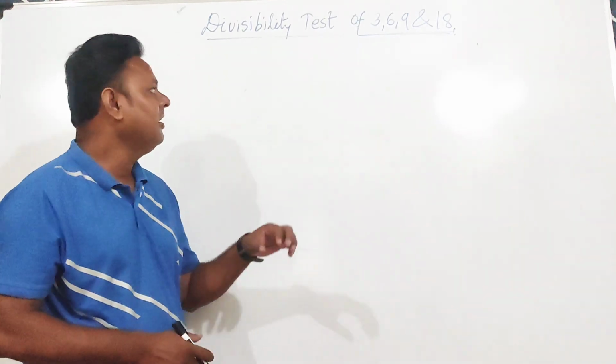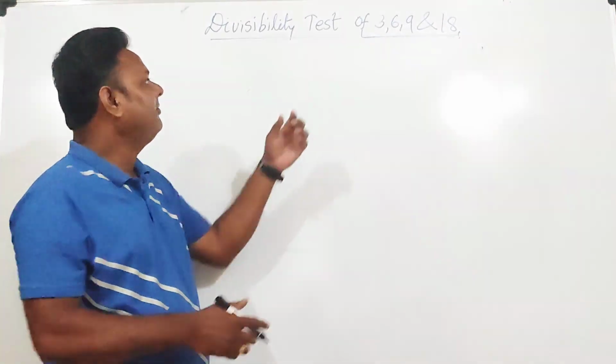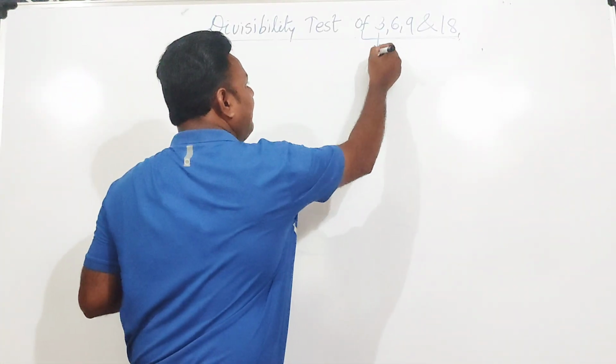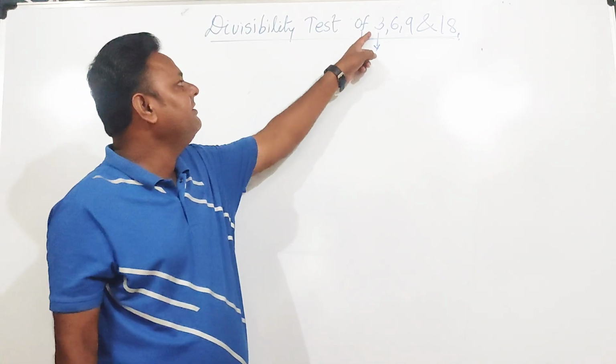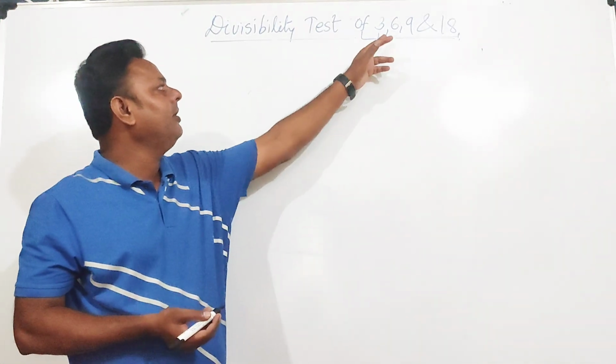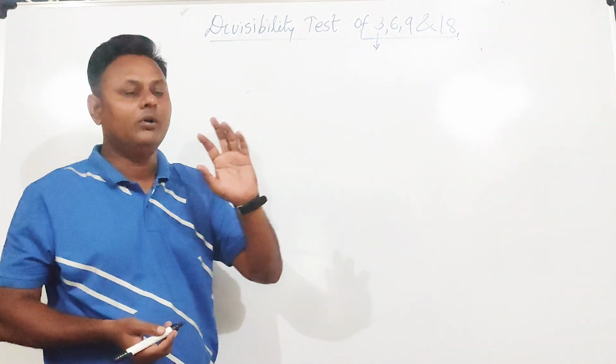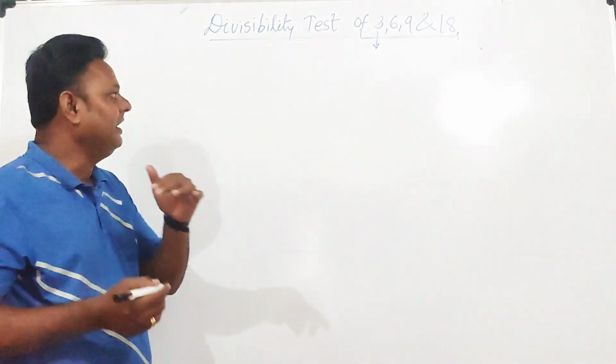Such type of grouping will be easily understood by students. If any student is able to understand the divisibility test of 3, it means he or she can easily learn the divisibility test of 6, 9 and 18 too. How? That I am going to explain one by one.